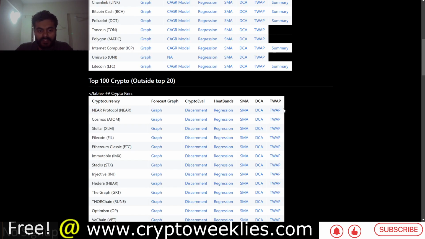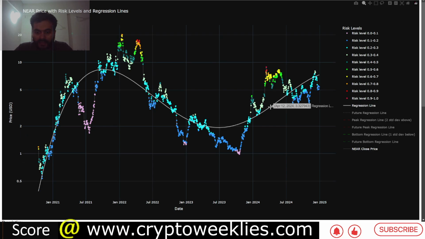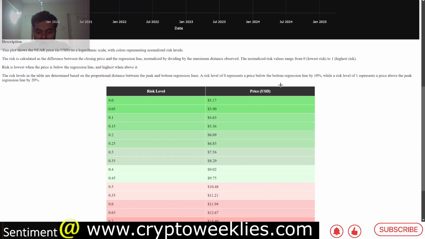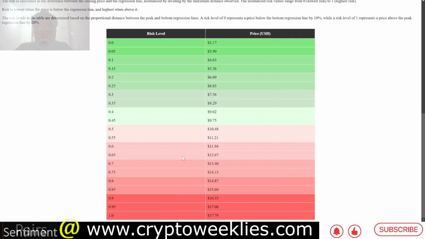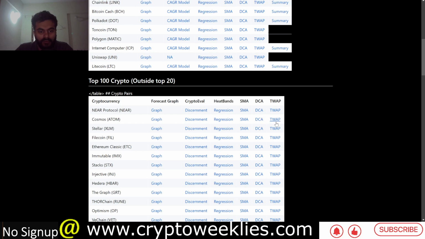In terms of the next model, the regression based model that we saw at a weekly level, this is applied at a daily level. Per this model, the risk levels are between 10% and 20%. This model also identified the March 2024 peak, when the price was too far away from this regression line. With this model, the guidance for NEAR above 70% risk is between $13.40 and about $18. So these are shorter term estimates of what the prices could do.